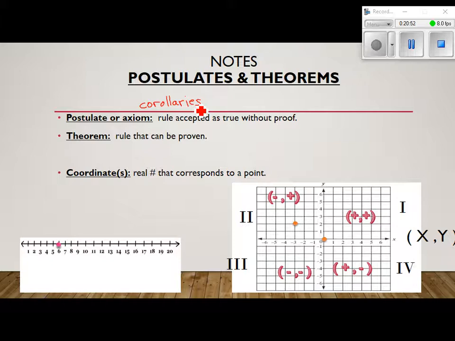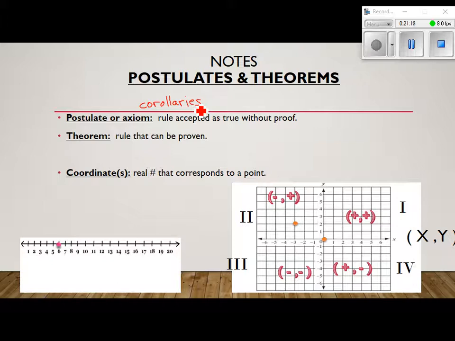A theorem is a rule that has to be proven true. So when we take a definition quiz next week, which we will, and I put postulate and theorem on there, when I put postulate on there, all you need to write is a rule that we take for granted is true. Theorem, something that we have to prove true.